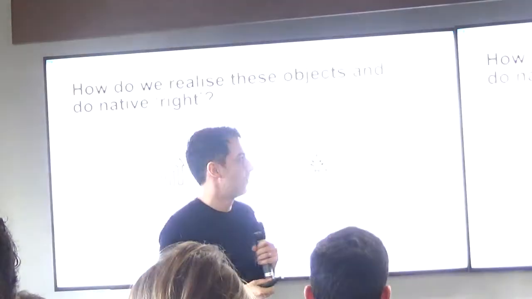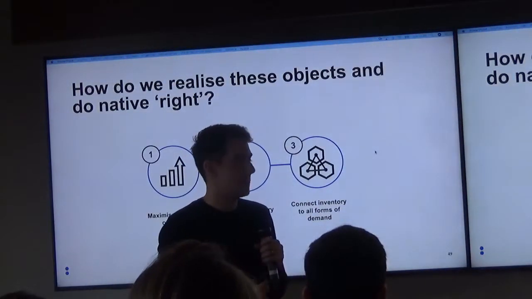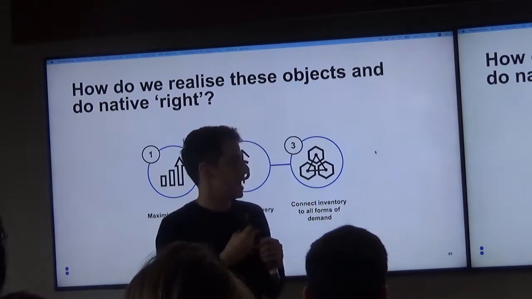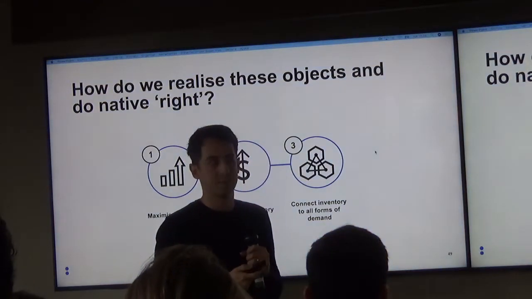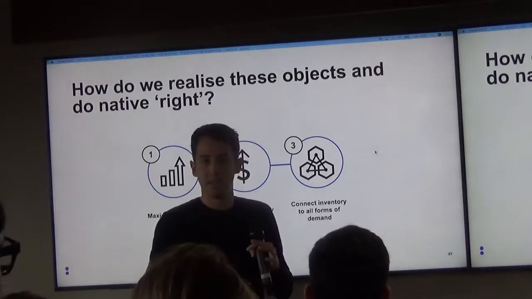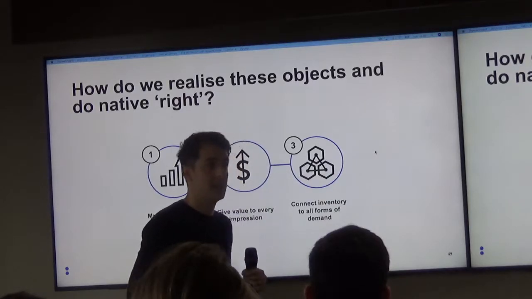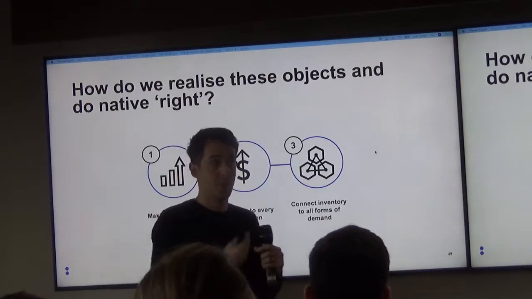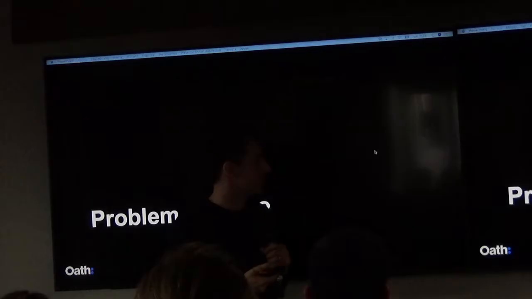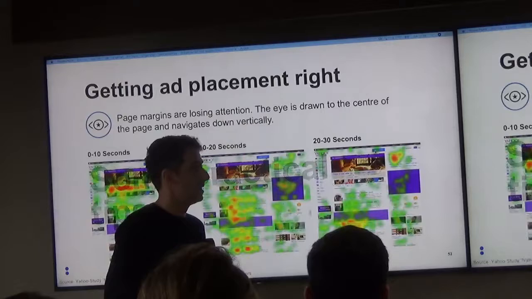So with this, we wanted to come back to these 3 areas. How do we maximize the value of mobile? How do we give value to impressions? And how do we connect inventory to the demand? And what I'd like to do is present you with some ideas and tips about the best way to use native advertising as a publisher from the perspective of Oath, where we've done it on our own publishing properties. So here are those tips.